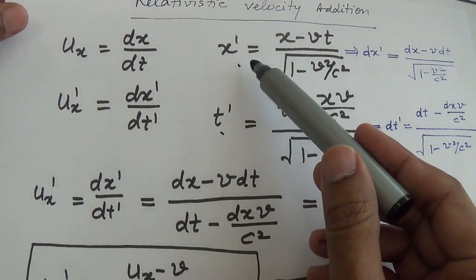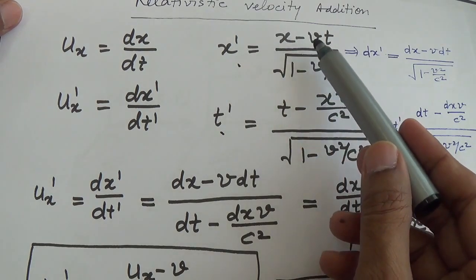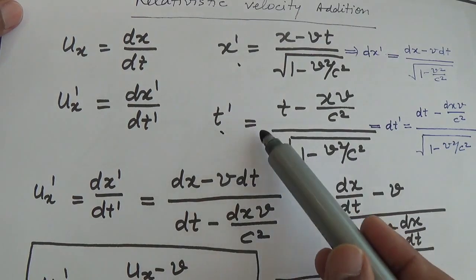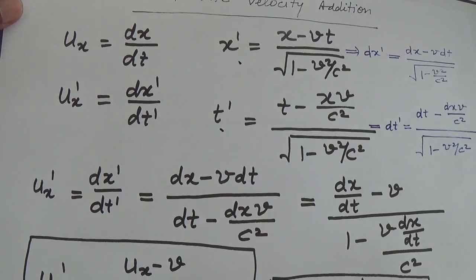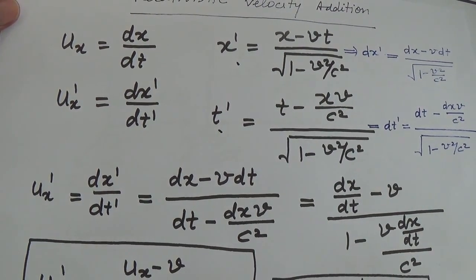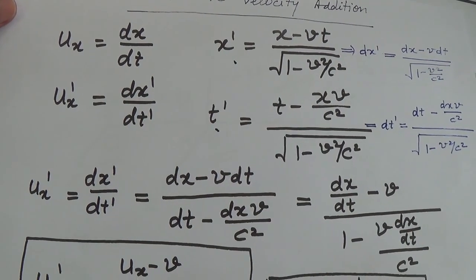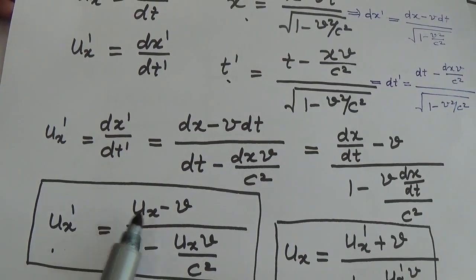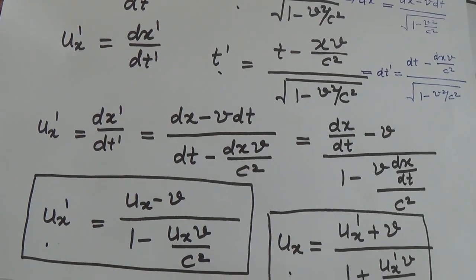So one can write x also, x is equal to x prime plus v t prime upon the square root, and similarly t is equal to t prime plus x prime v upon c square. So in the inverse Lorentz transformation one can write these relationships, right? So here ux prime is equal to ux minus v upon 1 minus ux v upon c square.